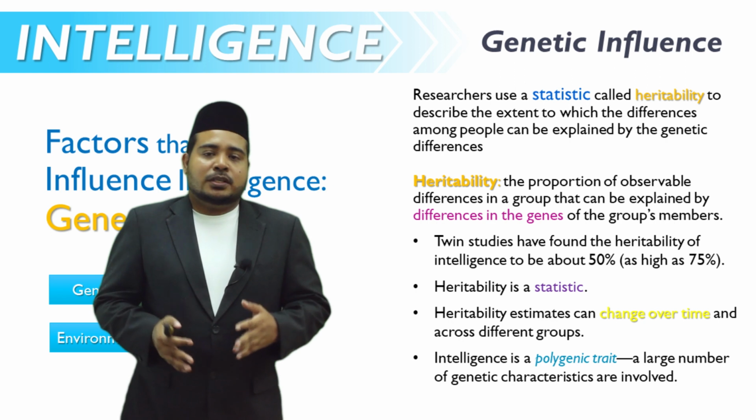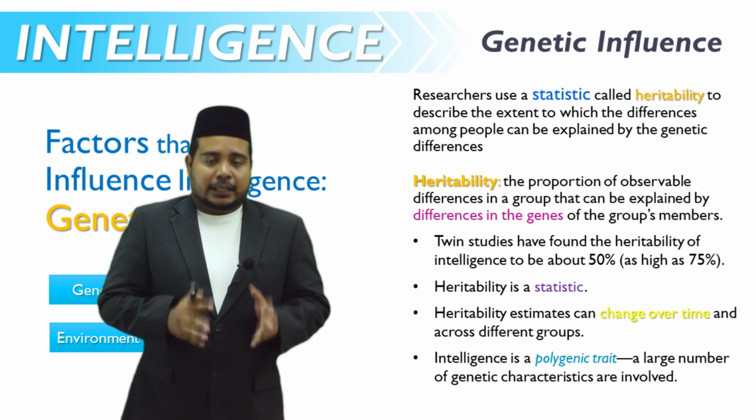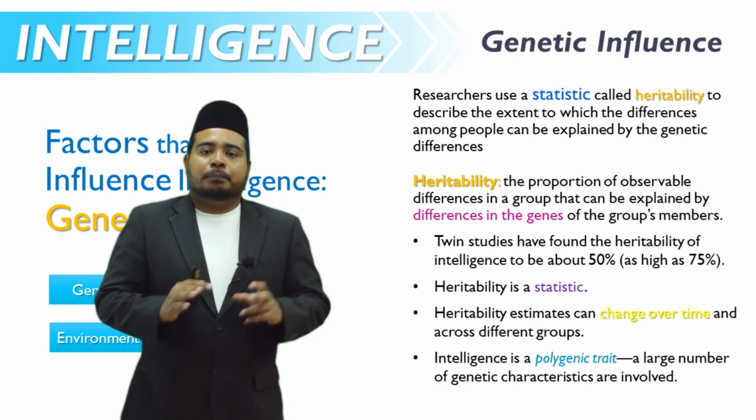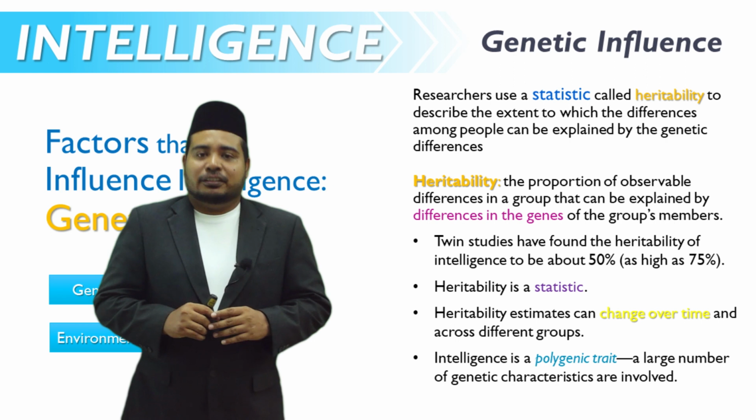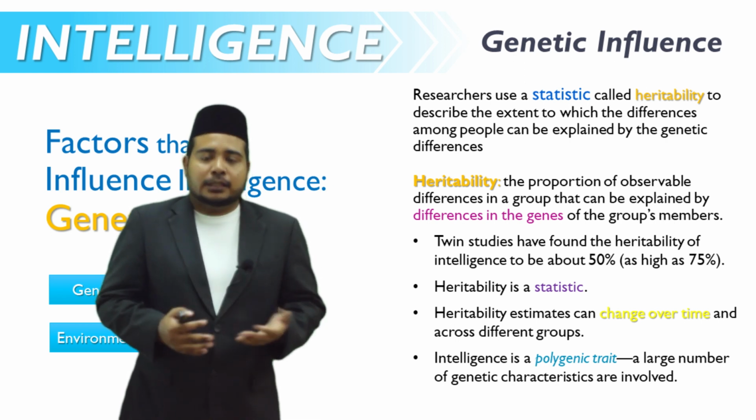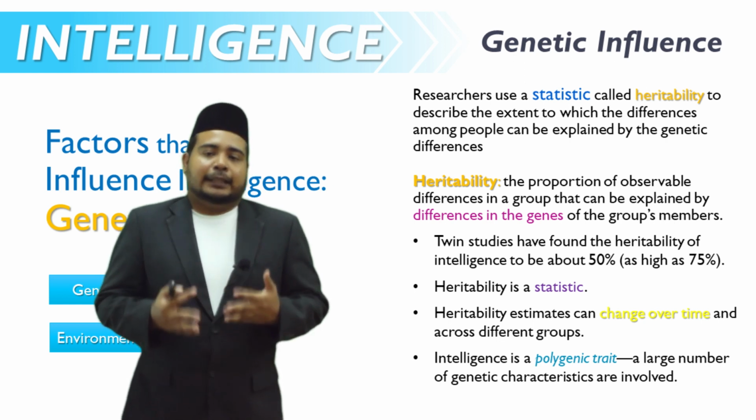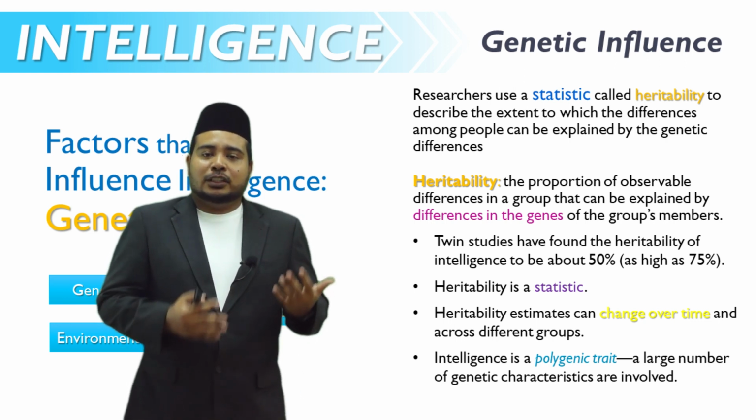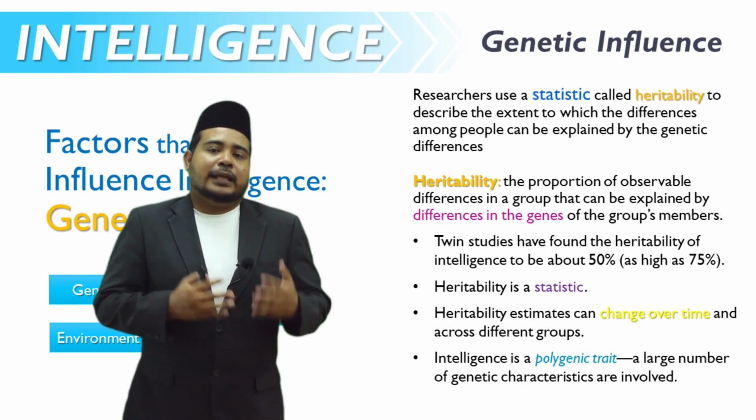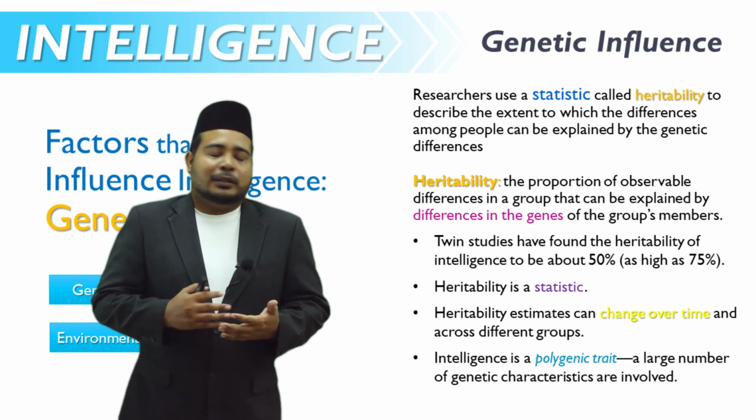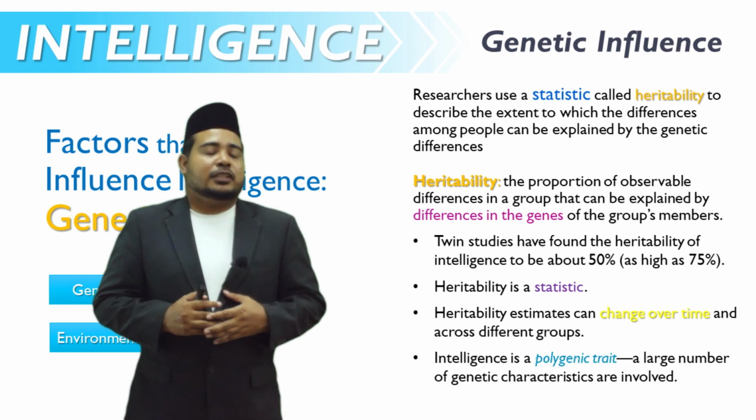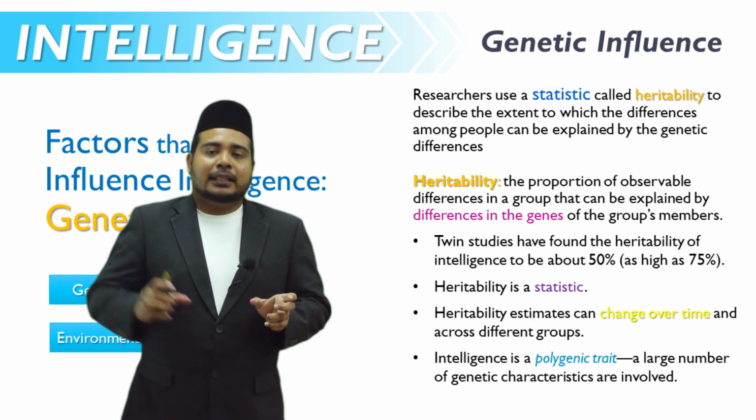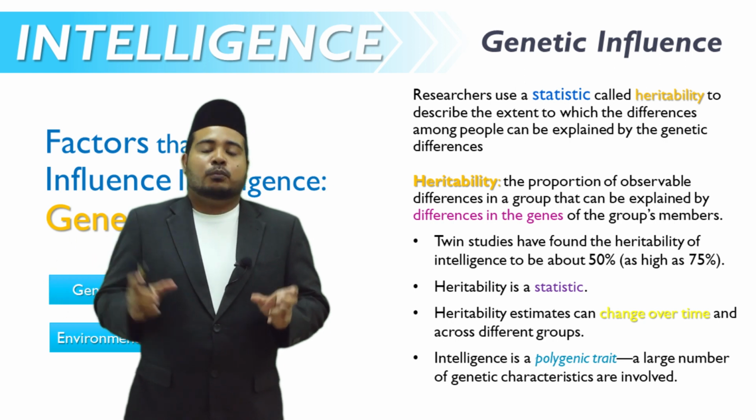In terms of genetic influence on intelligence, researchers use a statistic called heritability to describe the extent to which the differences among people can be explained by their genetic differences. So heritability here is the proportion of observable differences in a group that can be explained by differences in the genes of the group members. So in this case, when they conducted twin studies, they found the heritability of intelligence to be about 50%, or at most as high as 75%. Okay, it's not 100%, meaning that at 50%, besides their own genetics, there are one or more other factors that have affected someone's level of intelligence.